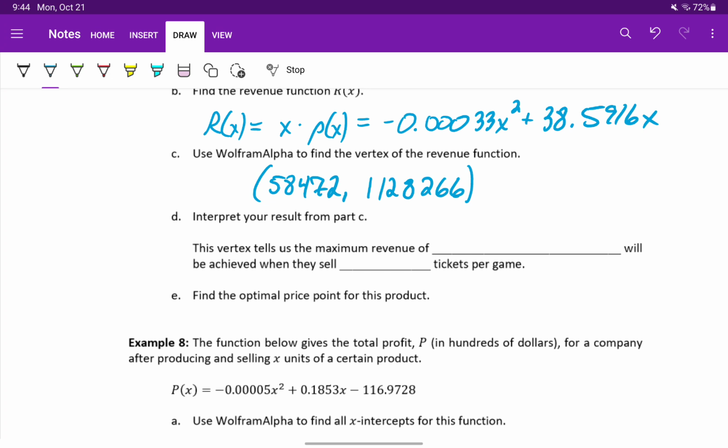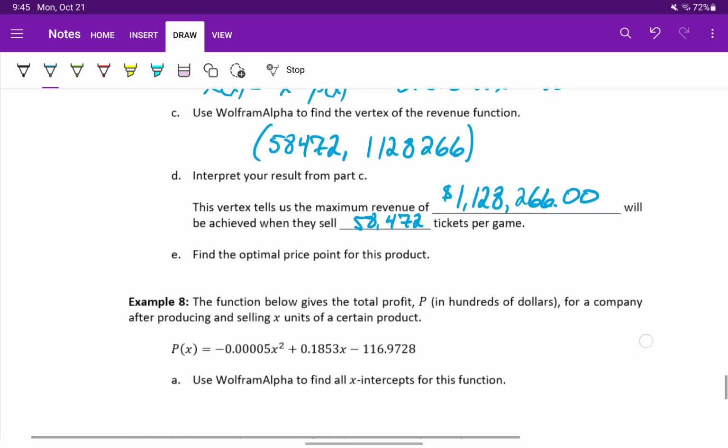And in part D, we want to interpret that information. We know that our value for a, in this case, is less than 0. So our quadratic function is opening downward. That parabola is opening downward. That makes this a maximum. The vertex tells us that the maximum revenue of $1,128,266 will be achieved when they sell 58,472 tickets per game. So what we found was the optimal number of tickets to sell and the optimal revenue that will result from those sales.